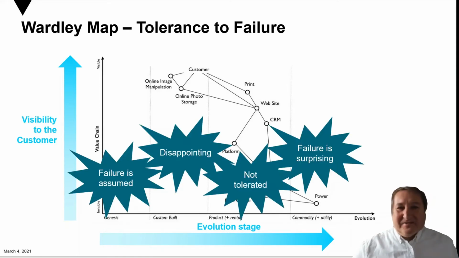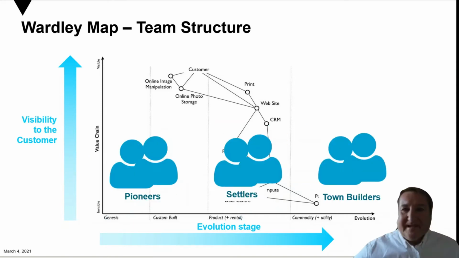Evolution stage is crucial to selecting a business strategy. For example, users' tolerance to failure depends on component's evolution stage. Failure is more or less assumed for the components in the genesis stage, but it is not tolerated for the products. The evolution stage also determines the optimal organizational structure. Simon Wardley divides people into three groups based on their mindset and skills. Pioneers, who like experimenting and inventing something new, settlers, who can turn a prototype into a product, and town planners, who understand the economies of scale. So the pioneers best contribute to the components in the genesis phase, settlers fit to the custom build and product phases, while town planners best work with commodities.